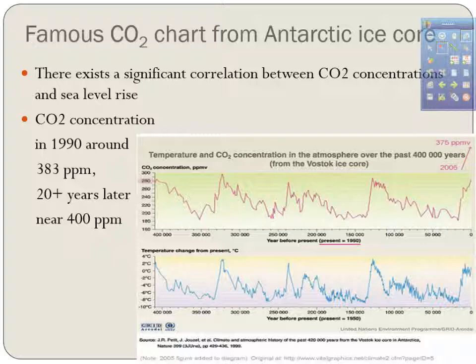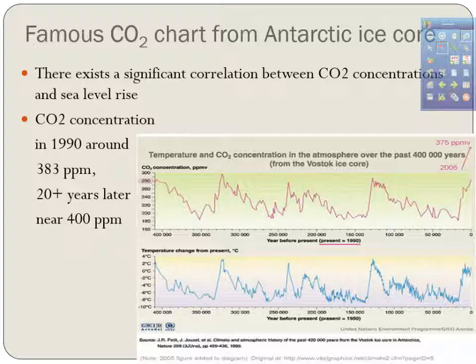So this is a very famous chart from the Antarctic ice core. They're taking ice core samples and looking at those to see how carbon dioxide has changed over time. And they're noticing that this is definitely a cyclic process. Carbon dioxide concentration has increased and decreased over the millions of years. But what you're seeing is the carbon dioxide concentration in the atmosphere, which goes back to how many greenhouse gases are in the atmosphere, because carbon dioxide is a greenhouse gas.